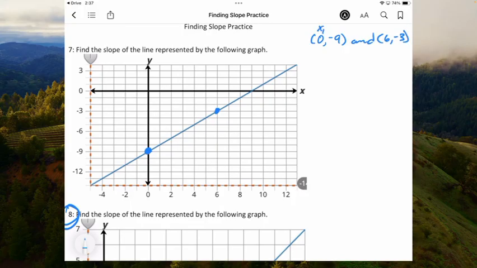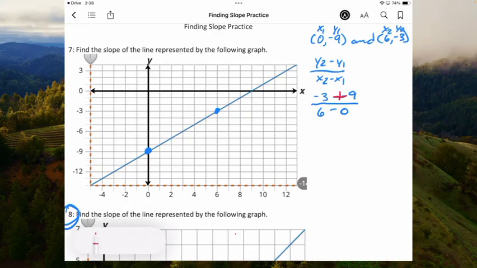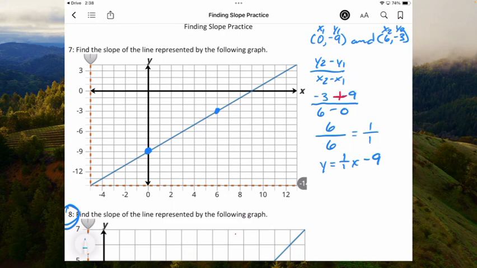So x1, y1, x2, y2, y2 minus y1 over x2 minus x1. Throw our template down. y2 is negative 3, y1 is negative 9. We have 6 minus 0. Those two negatives in the middle will become a plus. Negative 3 plus 9 is a positive 6. 6 minus 0 is 6. That simplifies to be 1 over 1. It looks like our y-intercept is negative 9. So we can say y equals 1 over 1x minus 9 for our equation.